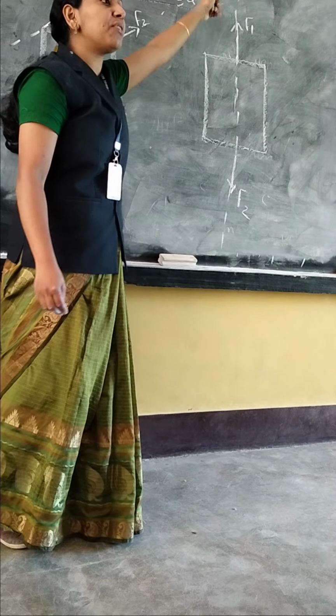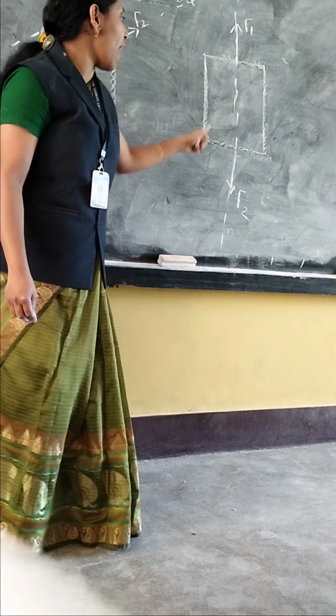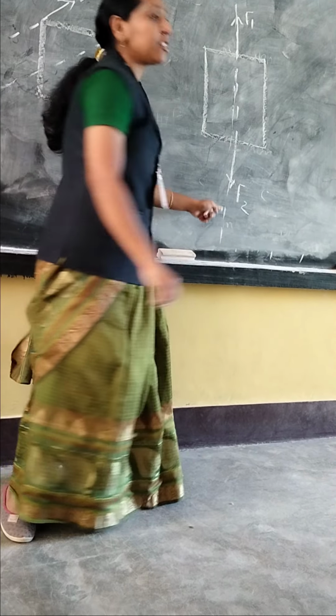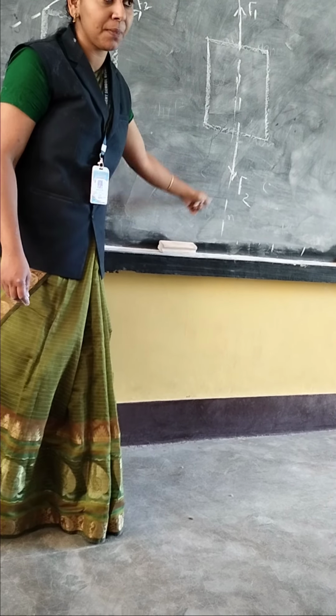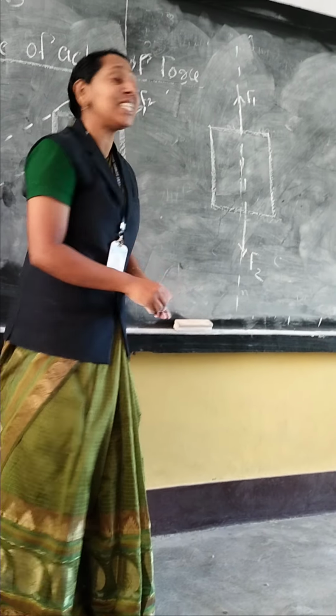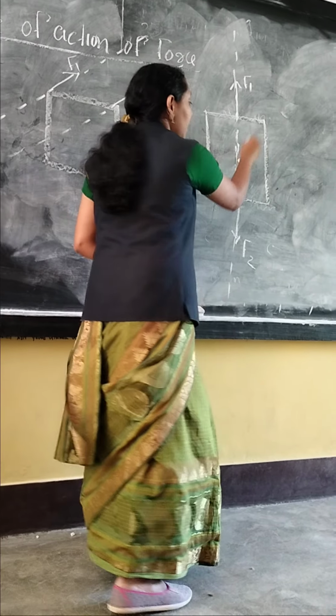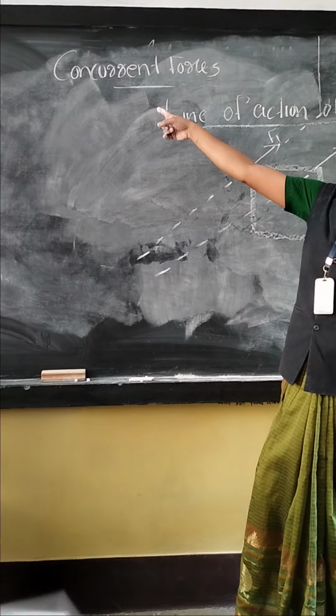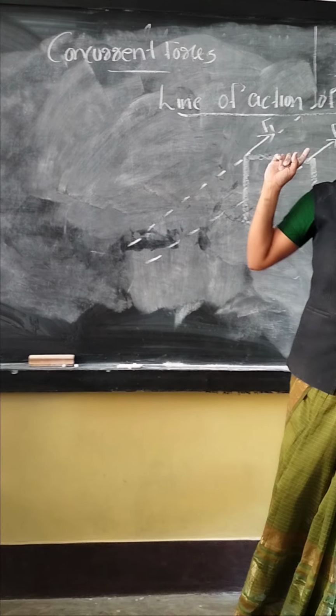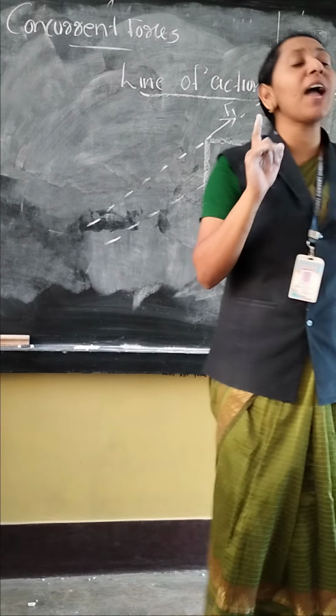The line of action of F1 and the line of action of F2 are passing through the same common point, otherwise intersecting in between them. Understood? So the lines of action of the forces are meeting at a common point. Those forces are called, in our chapter, concurrent forces. Clear everyone?